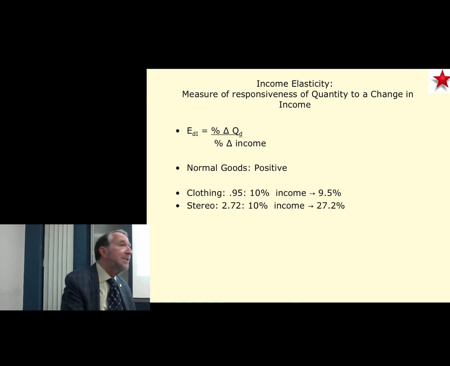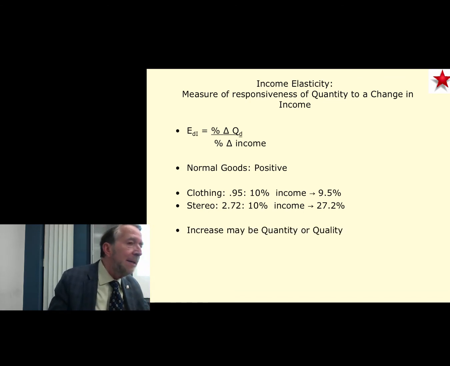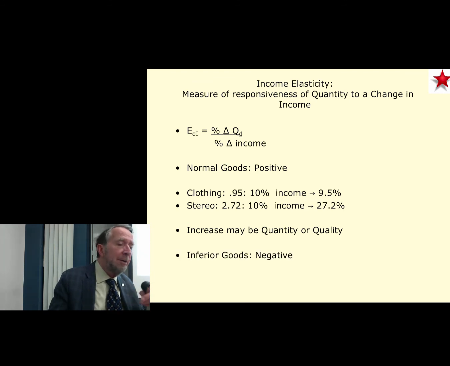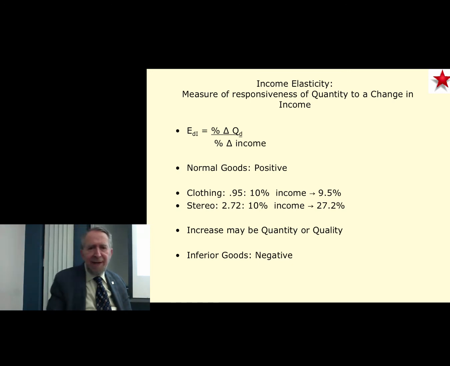Clothing looks like it's close to unitary, and that is a 10% increase in income almost generates a 10% increase in sales. Stereo equipment and TVs and computers and that kind of stuff has a much higher income elasticity. A 10% increase in income leads to like a 30% increase in dollars spent. Now, it doesn't mean that you buy 3 times as many TVs, but it goes into quality adjustments. So as income goes up, you spend more on the 3D TV or whatever it is.